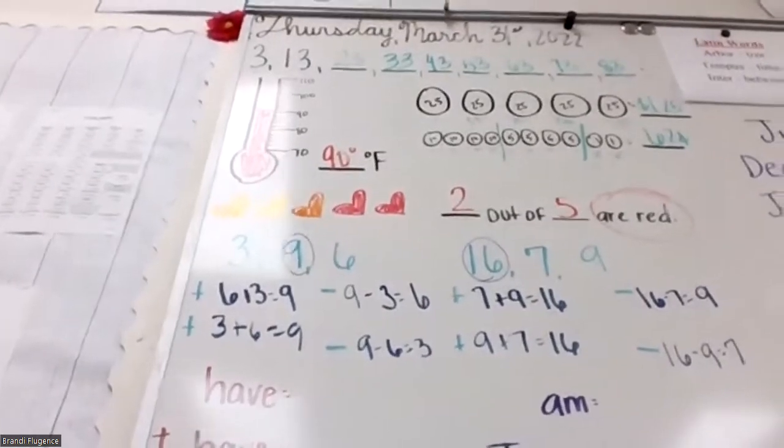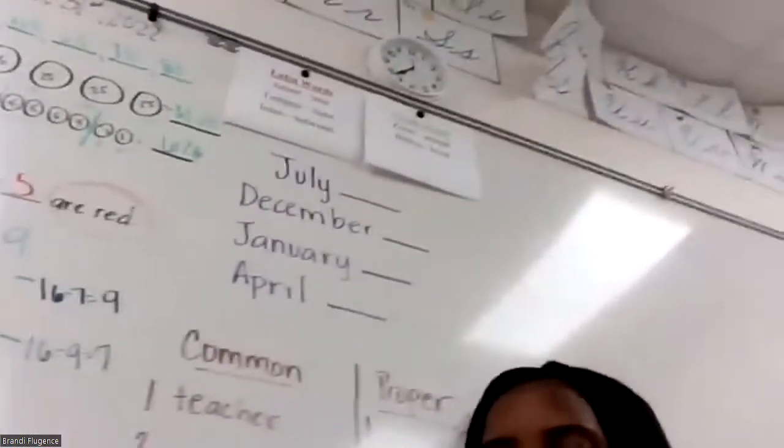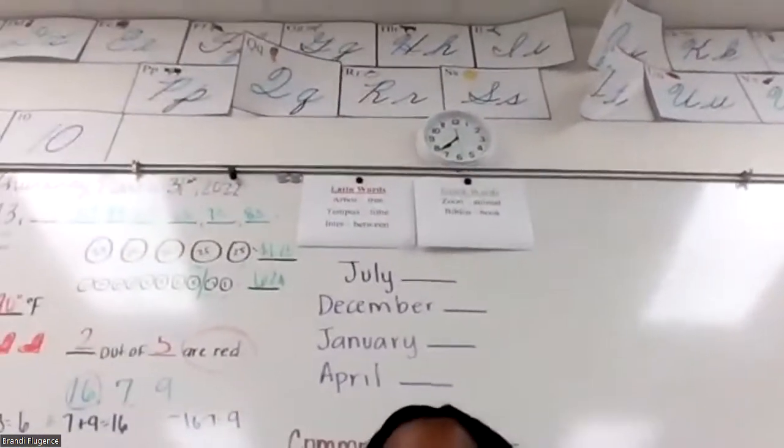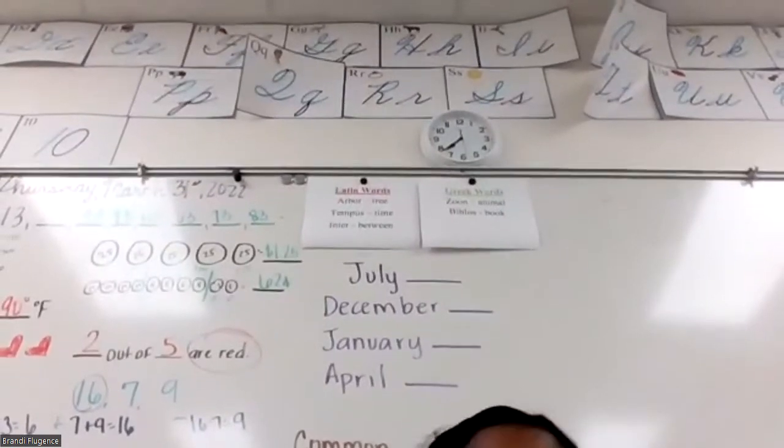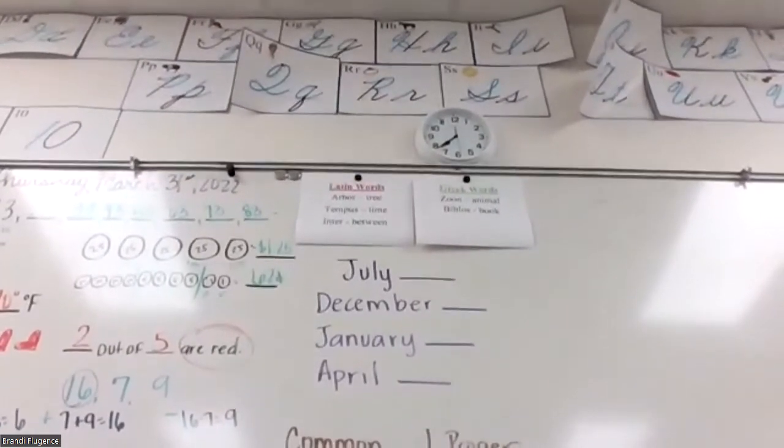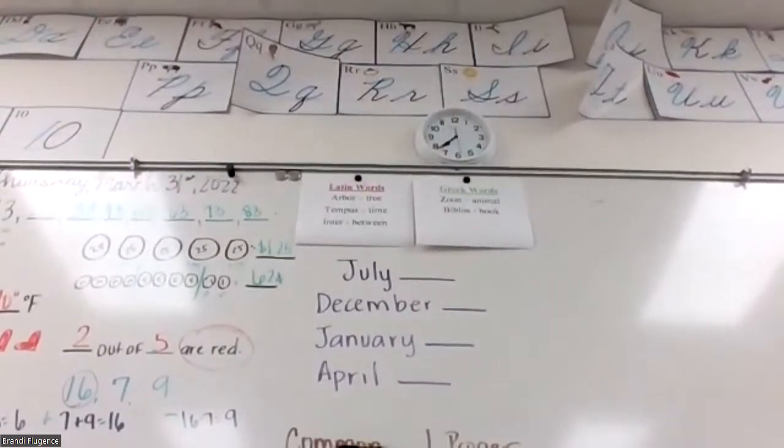All right, let's go ahead and move on to writing. You need a little slick paper. So remember, this week we are practicing the abbreviations of the months. When we abbreviate the month, we start with a capital letter, and we only put the first 3 letters of the month.